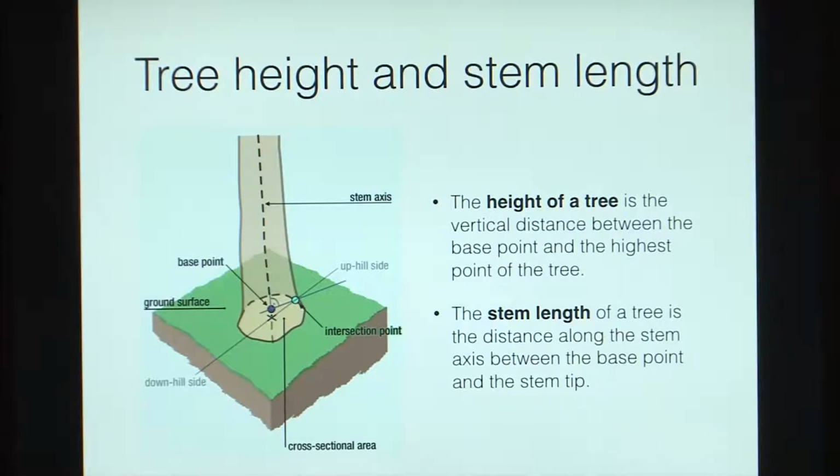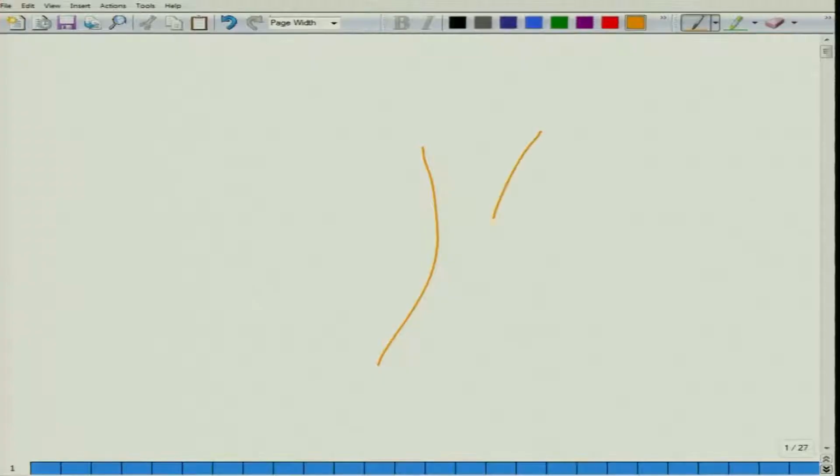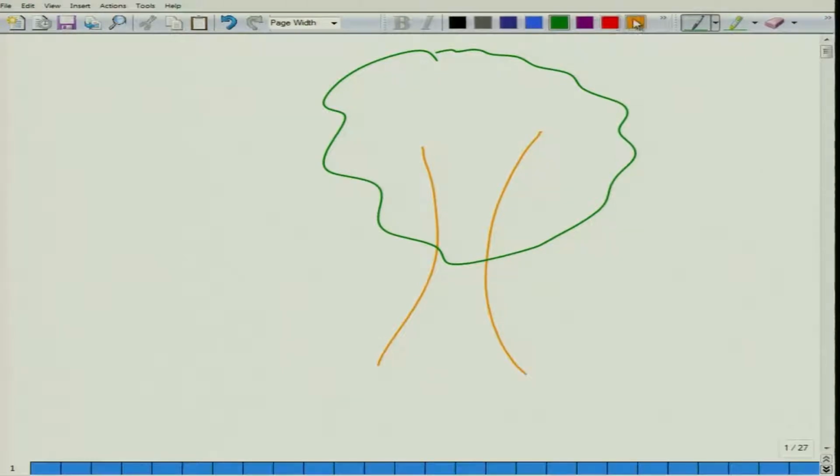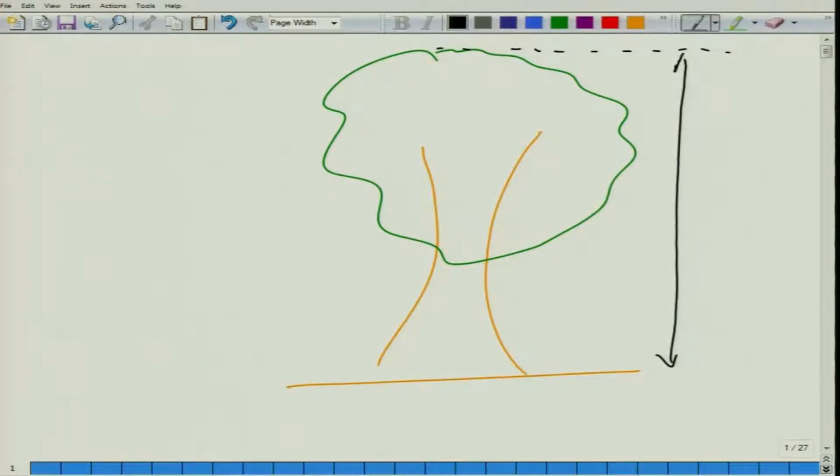So, let us consider a tree. If we draw a tree, then its height would be the top portion height measured vertically above the ground. So, this is the height of the tree or the tree height. On the other hand, we also define something known as the stem length. The length of the stem is this length when it is measured along the tree axis. So, it would go like this.